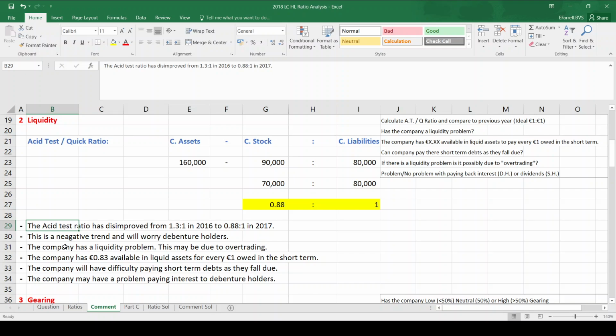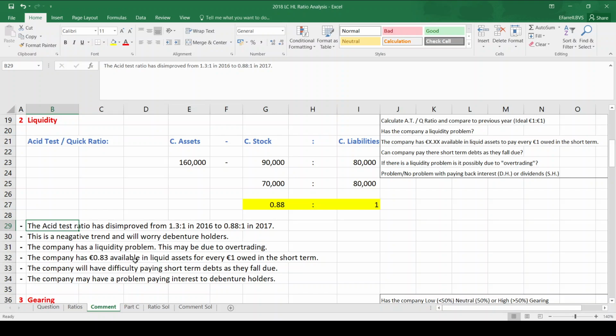Again, if it was over 1 is to 1, you would say it is a positive trend and it wouldn't worry debenture holders. And if it was over 1 is to 1, you would say the company does not have a liquidity problem. This company has a liquidity problem because it's less than 1 is to 1, and you can say that this may be due to overtrading. We're not sure if it is or not, but it's a good point to put in. I suppose that just really means that they're making lots of sales, but they're not getting in all the money in time.